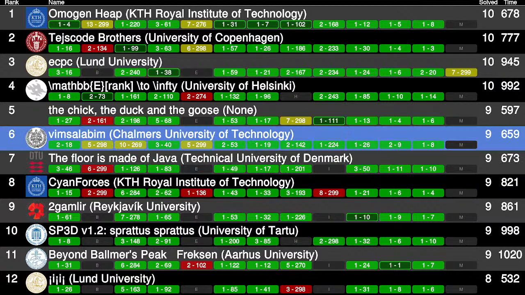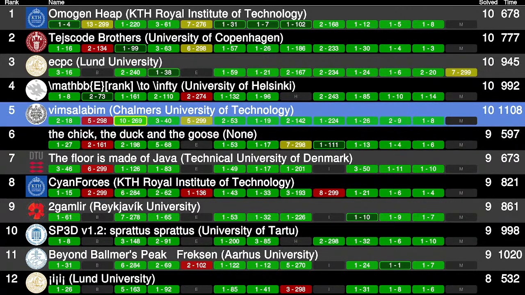All right. Next we have Vimsalabim from Chalmers, which have submissions on as many as 3 problems, so they could reach 12 problems solved. Let's see how they do on problem B to start. And it's not a pass, so, well, they still have 2 more problems. So on problem C, they do get it and move up to 5th place.